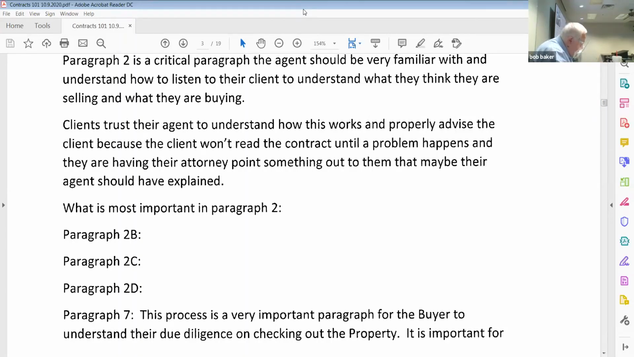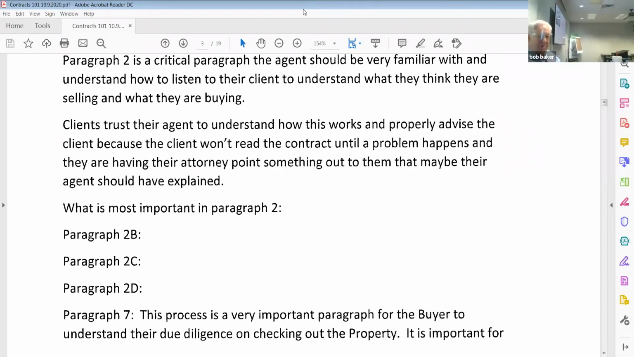All of paragraph 7, 7A through 7H on the next page, deals with a property condition issue. In the very beginning of 7, it talks about the access to the property. What we're really talking about in 7 is the due diligence for the buyer.